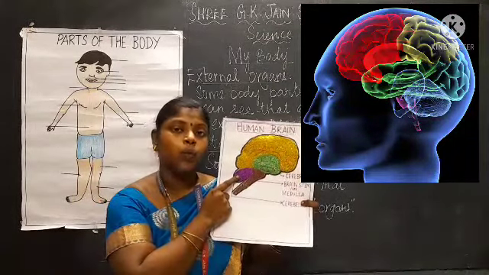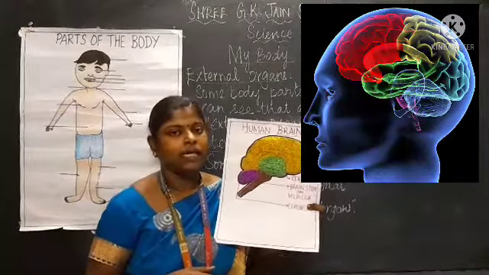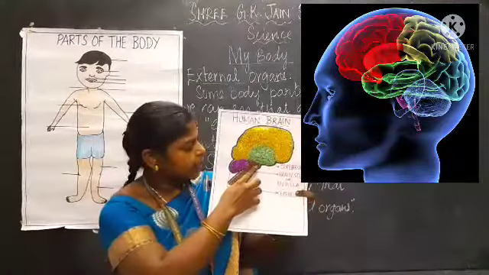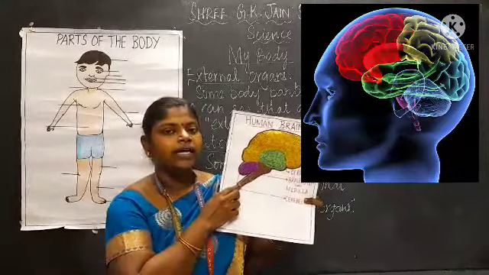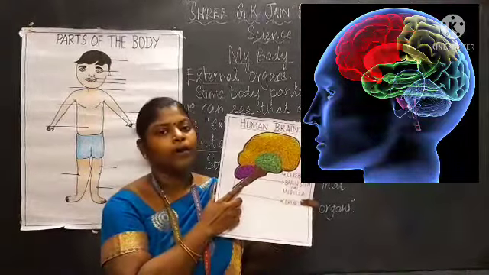If we want to walk, we also need to balance our body on the land, otherwise we will just fall down, isn't it? Next one is the hindbrain or medulla. This is also called the hindbrain or medulla.